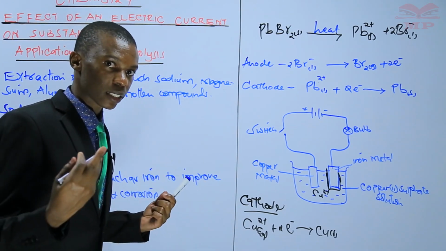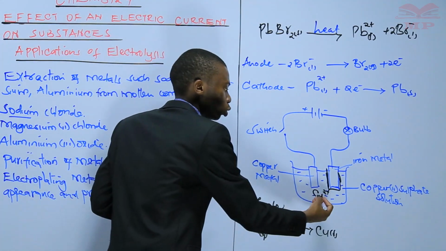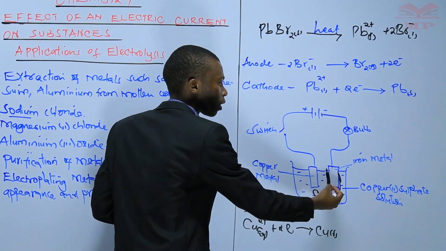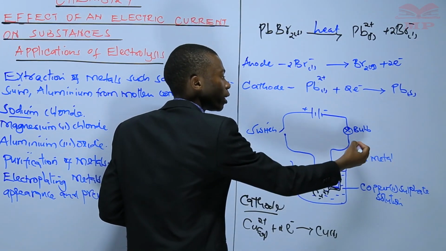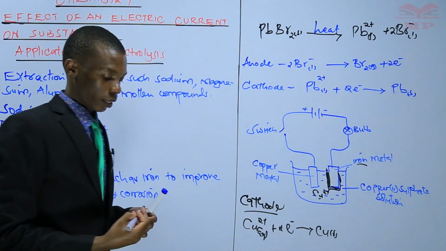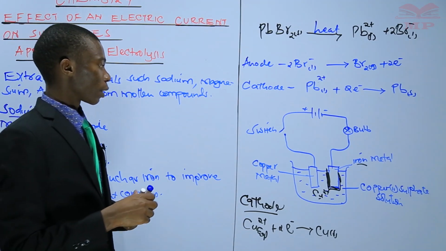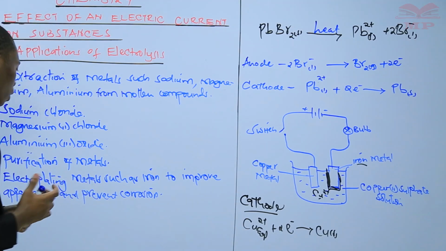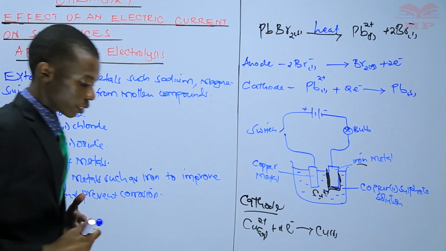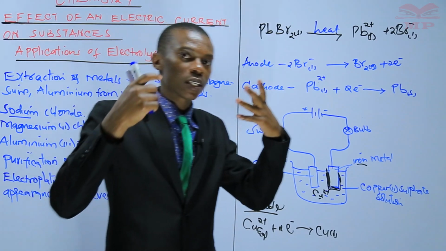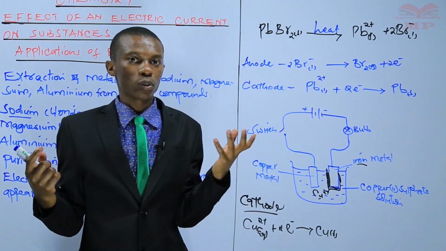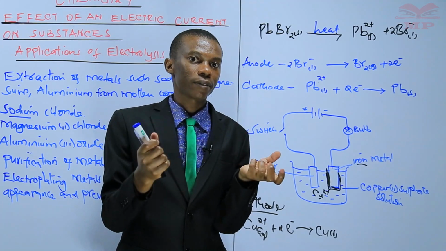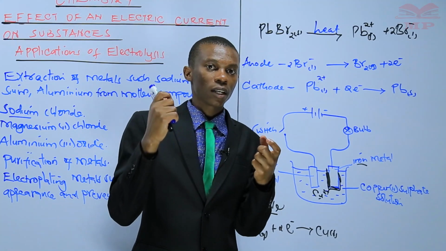I hope you understand that. Copper ions in this solution gain electrons. Once they gain electrons, they are deposited on the surface of the cathode, which is now made up of iron metal. That is electroplating. And electroplating is done because of two reasons. One, you want to improve the appearance. You want to make a substance more appealing, so that it may look attractive. That is one of the reasons why you conduct electroplating.